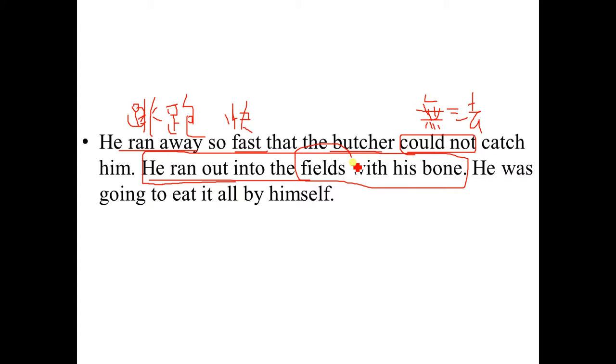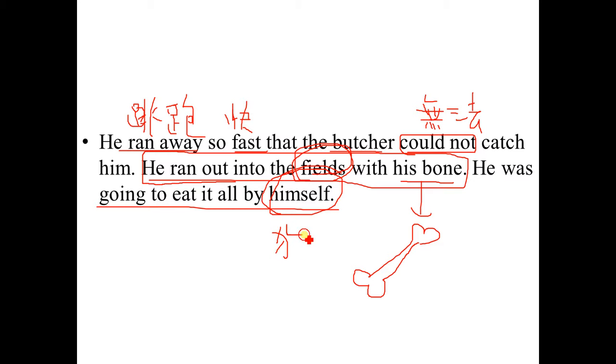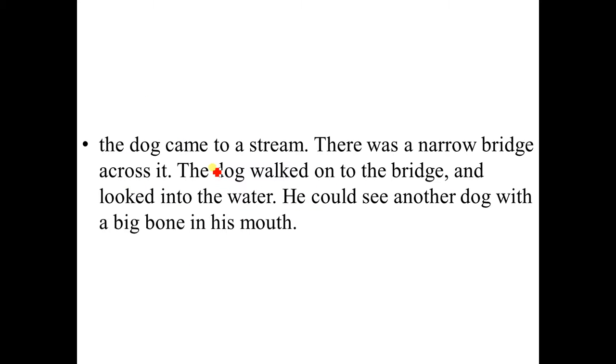他跑出了一片田野，with his bone 就是他刚偷的那个 big juicy bone。He was going to eat it all by himself. Himself 这里指的就是那只狗狗，意思就是说他将要自己把那根骨头全部都吃掉。The dog came to a stream.